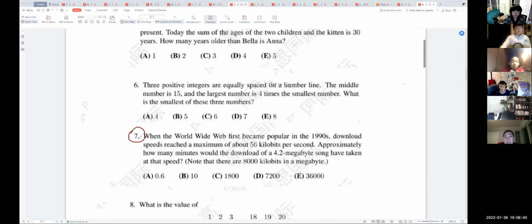Okay, very good. So number 7, when the World Wide Web first became popular in the 1990s, download speed reached a maximum of about 56 kilobits per second. Do you know, at that time when I was going on the internet, I was using a telephone line, and when you wanted to go online there was a ding, ding, ding. It's very, very slow. So approximately how many minutes would the download of a 4.2 megabyte song have taken at that speed? Note that there are 8,000 kilobits in a megabyte. So let's calculate it.